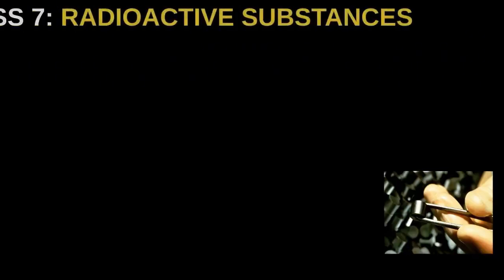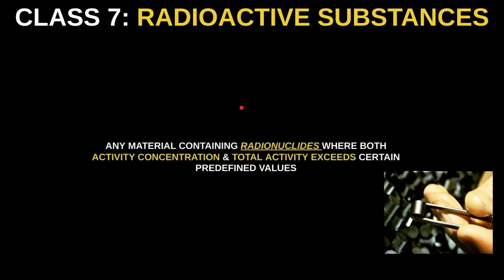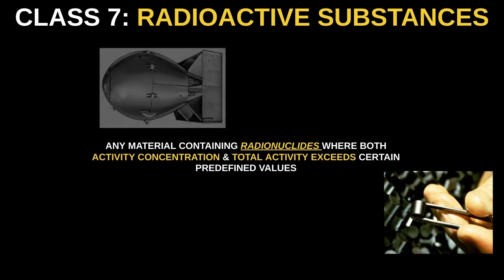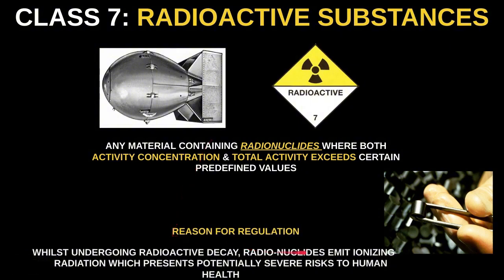Class 7 are your radioactive substances. Class 7 includes materials containing radionuclides, with activity levels exceeding predefined values. What is the reason for this regulation? During radioactive decay, radionuclides emit ionizing radiation, which presents potentially severe risks to human health. Remember, the packing groups for radioactive substances, where PG1 means low emission, PG2 means medium emission, and PG3 means high emission.